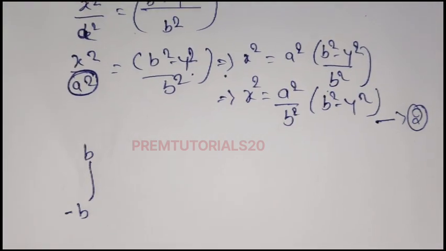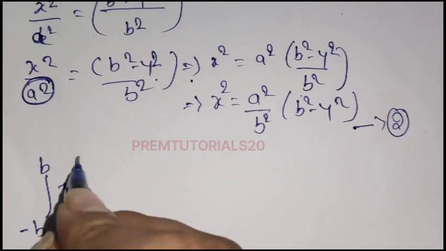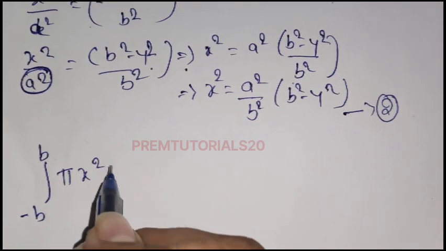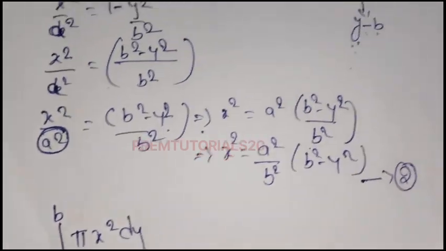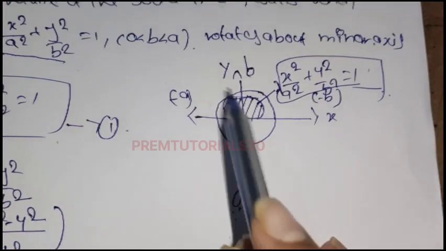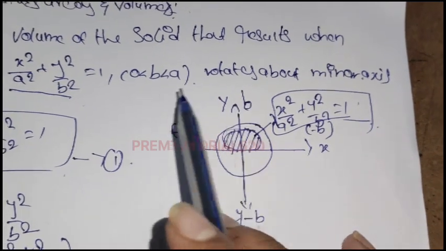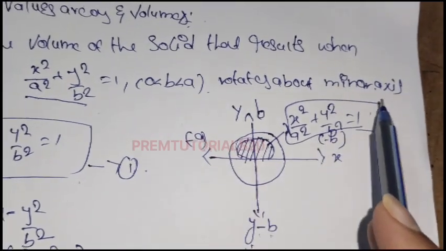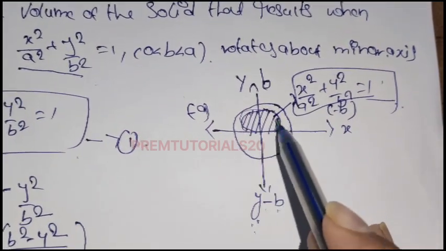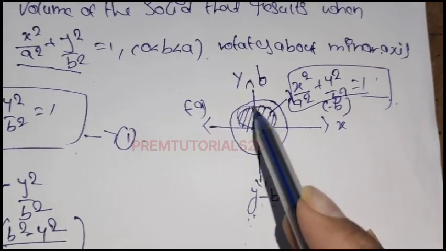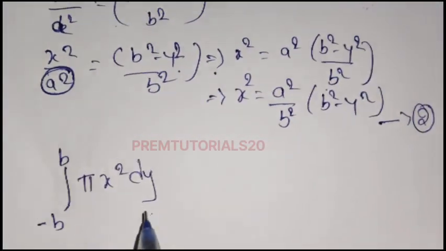Now what do we have here? Pi x square dy. Why are we going to take dy? The information given in the question is that the ellipse rotates about the minor axis. What is the minor axis? This is the minor axis, and the ellipse rotates about the minor axis. That's why we are going to take dy.